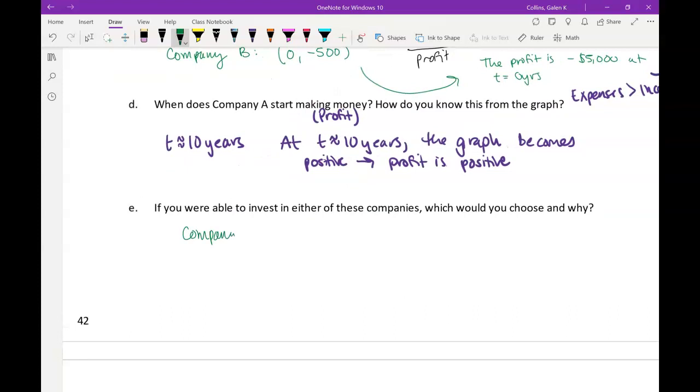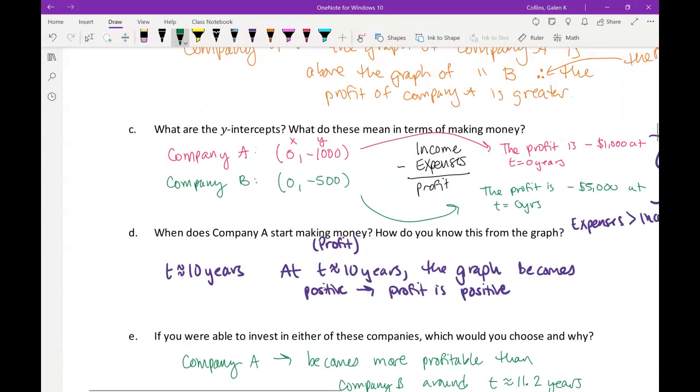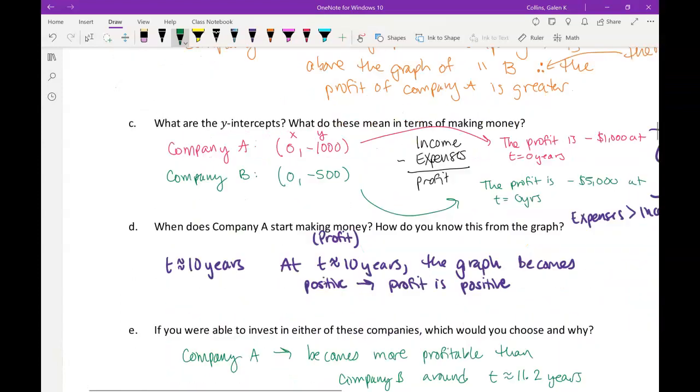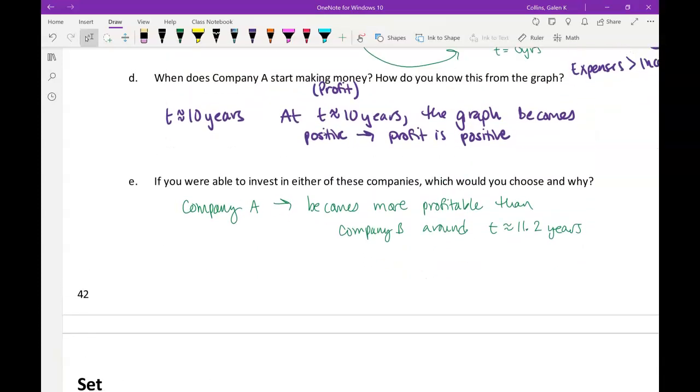because company A becomes more profitable, meaning they have more money than they are spending, than company B around, I'm going to say around t is about 11, or we said really like 11.2 when we answered this earlier in part A. So around 11.2 years, or in part A, whenever we indicated that they have the same profit. After that, company A is always more profitable. So that is it for the ready section.